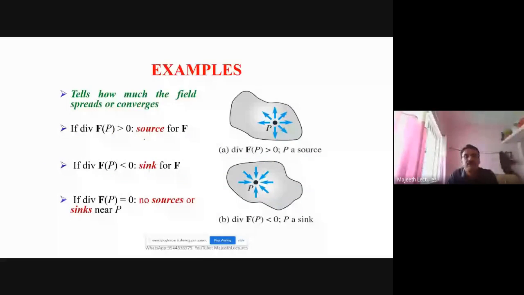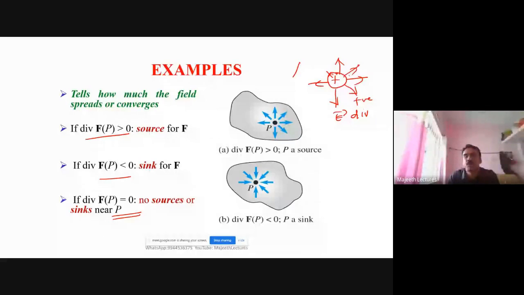Now divergence has three meanings: if divergence is positive, if divergence is negative, if divergence is zero. Divergence is positive means it is spreading out. That's what we study in our static charge. Hope you have drawn the diagram like this for a positive charge. Here you see the electric field spreads. So the electric field diverges. It is called positive divergence because it is spreading from the source. Here you see P is a source, the electric field spreads. That's what positive divergence is, right? The divergence of the vector is positive here.